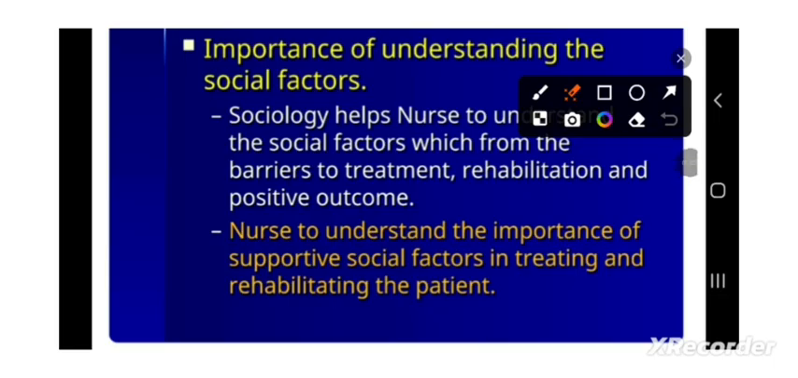The nurse should understand the importance of supportive social factors in treating and rehabilitating the patient. A strong family network that provides emotional and physical support, a job that provides good health insurance, or a supportive community group: the nurse must assess and leverage these existing strengths to aid in the patient's recovery and rehabilitation, leading to a better, positive outcome.